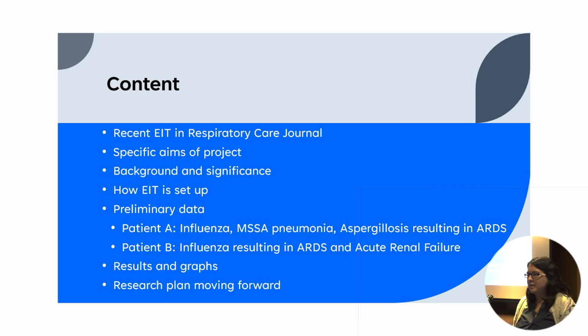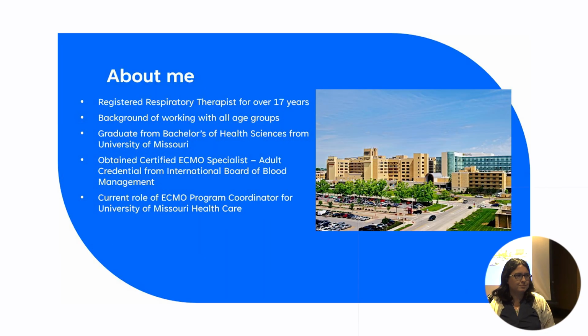Patient A was a patient that came in with influenza, MSSA pneumonia, aspergillosis, and resulted in ARDS. Really glad that we've heard several talks today about ARDS. And then patient B, also influenza that resulted in ARDS and acute renal failure. We're gonna look at all our results and graphs. There's gonna be a lot of them. I'll try to minimize them down so they're not as busy for you all. And then we'll talk about research going forward.